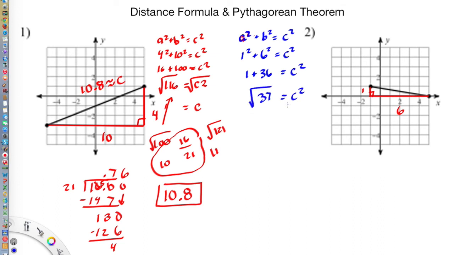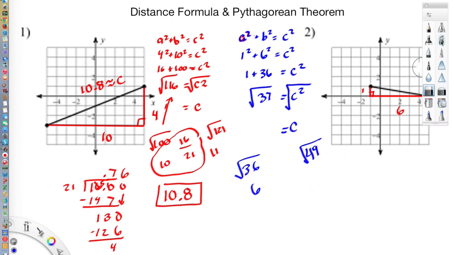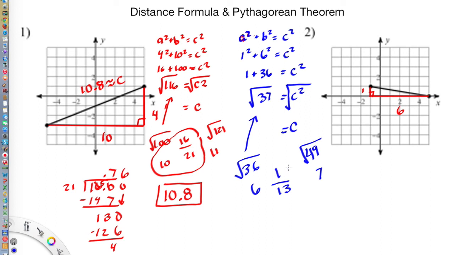I want to know what c is, so I need to do the inverse operation of squaring something, which is the square root. I do that to both sides. And c is going to equal the square root of 37, which is between the perfect squares 36 and 49, which means it's going to be between 6 and 7. Okay. So my 6 point something is going to be, again, I get the denominator by finding the difference between 36 and 49, which will be 13. And then the difference between 36 and 37 is 1. So the exact answer is 6 and 1/13, but I need to change it to a decimal.